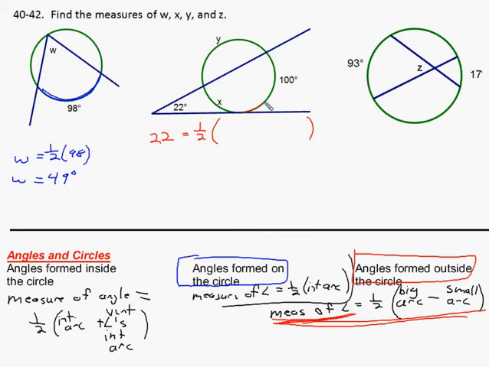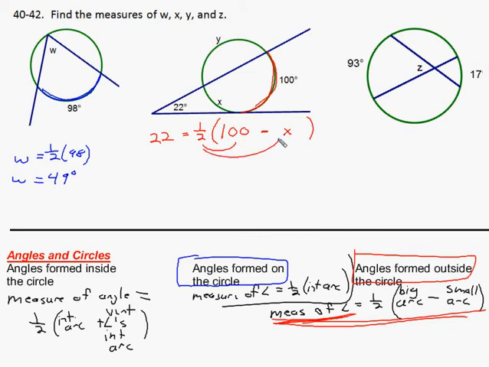So here's the bigger intercepted arc. That's the 100. And then we're going to subtract x. So that's our equation. Please show your work on these because you can get partial credit if you're doing your work and then just make a silly mistake doing the algebra. So you can do this a couple different ways. You can distribute the 1/2 to start with, or you can multiply by 2 to start with, which gets rid of the 1/2. I think we'll go ahead and distribute for right now.